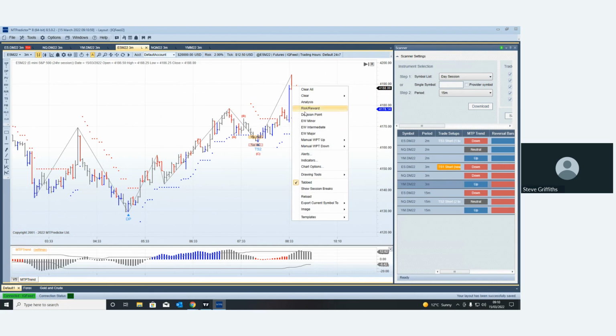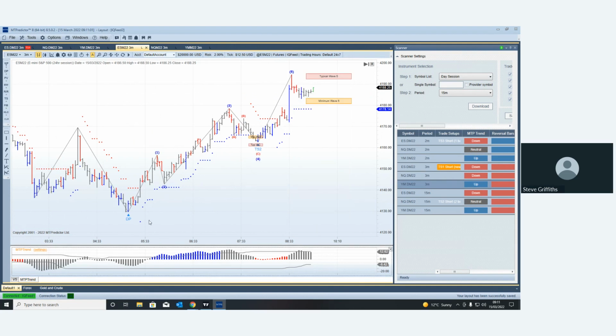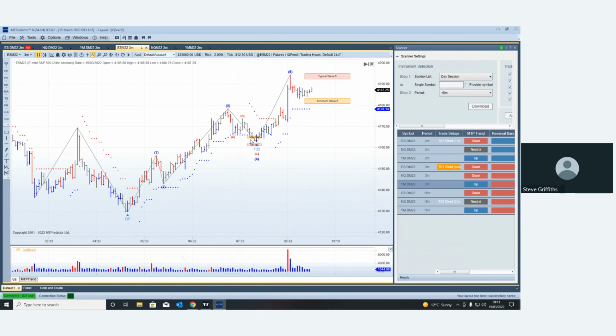So if I right mouse click here, do Elliott wave intermediate, can you see here's our sequence? 1, 2, 3, 4, wave 5. So the wave 2 is designed to get you in at the end of the wave 4 to then catch the wave 5. Again, ignore the MTP trend color because I'm purely just simply looking at pattern here. So this is the TS2. The TS2 is designed to catch the end of a wave 4.